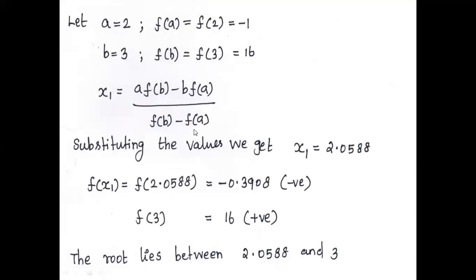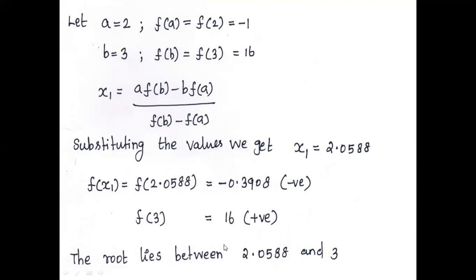Now taking a value 2, b value 3, f of a is f of 2 that is minus 1 and f of b is f of 3 that is 16. Substituting in x1 we get 2.05888. So now we have to calculate f of x1. Here we got the negative. The positive value is f of 3, so we have to choose f of 3 that is 16 as the positive.